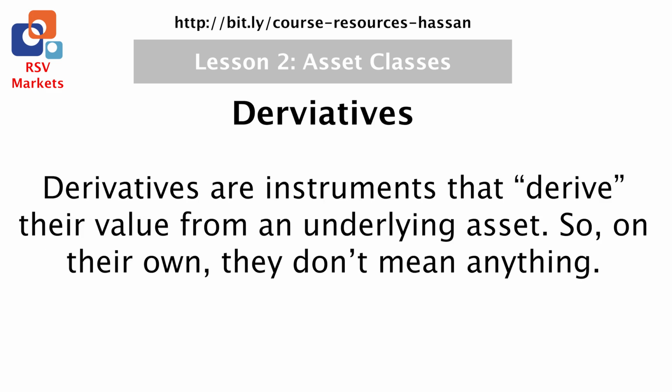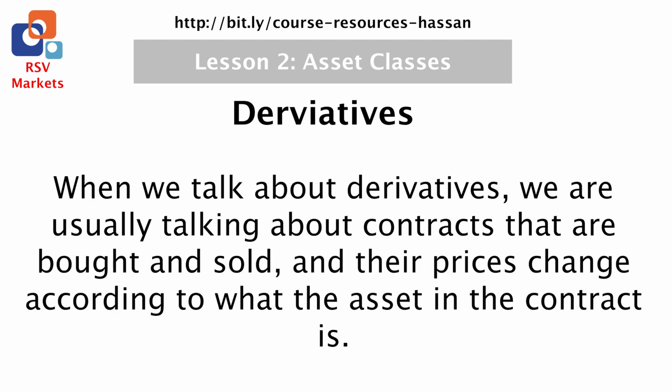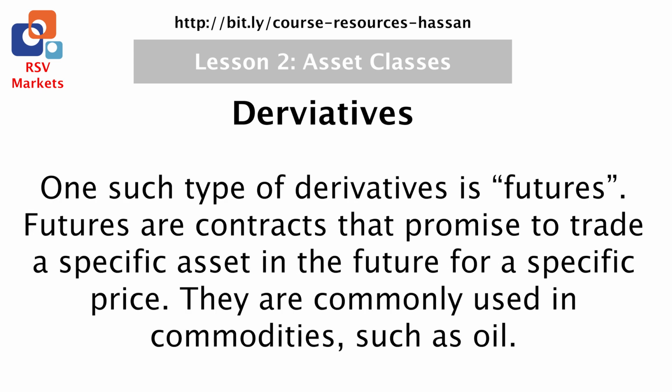Derivatives. Derivatives are instruments that derive their value from an underlying asset. So on their own, they don't mean anything. What does this mean? When we talk about derivatives, we are usually talking about contracts that are bought and sold, and their prices change according to what the asset in the contract is. One such type of derivatives is futures. Futures are contracts that promise to trade a specific asset in the future for a specific price. They are commonly used in commodities such as oil.